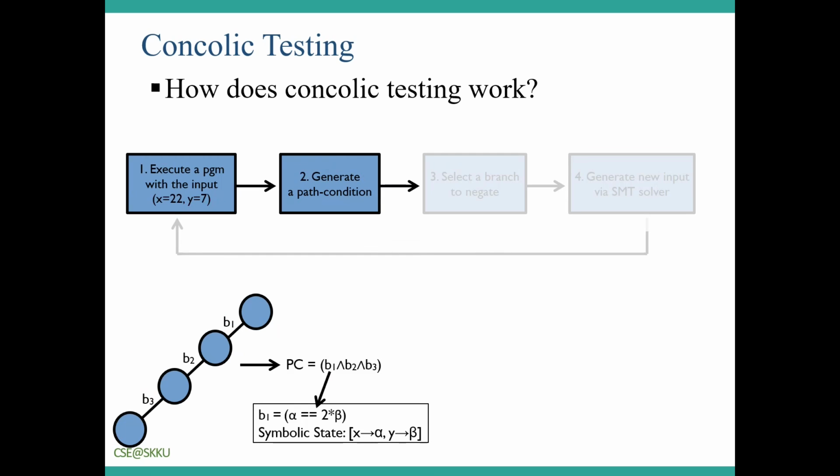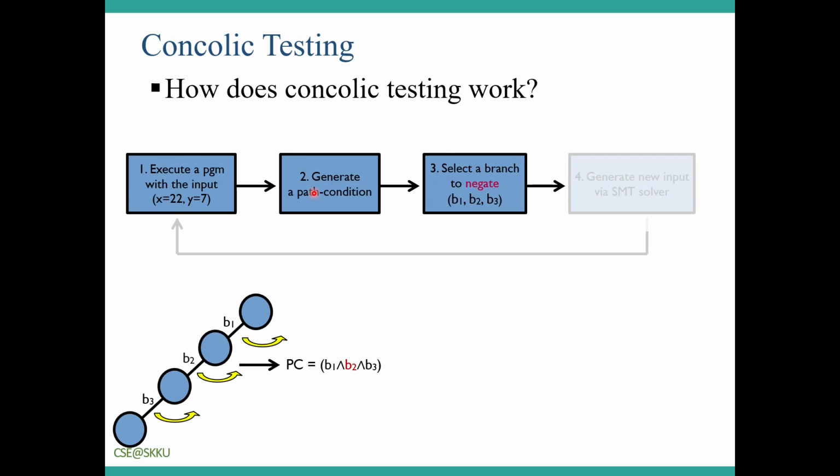The second step is to generate the path condition. As you know, a path condition is a sequence of branch conditions represented by using the symbolic variable. For example, x and y are symbolically represented as alpha and beta respectively. Then a branch condition like B1 might be expressed as alpha equals 2 times beta.